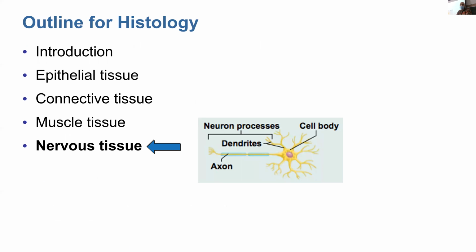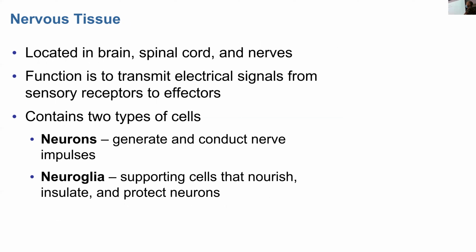All right, let's just cover this really quickly. Nervous tissue is located in the brain, the spinal cord, and the peripheral nerves. Its function is that it transmits electrical signals. So note the word electrical here. Those signals, which are called action potentials, are electrical. So we have electric bodies. And they transmit that information from receptors to effectors.